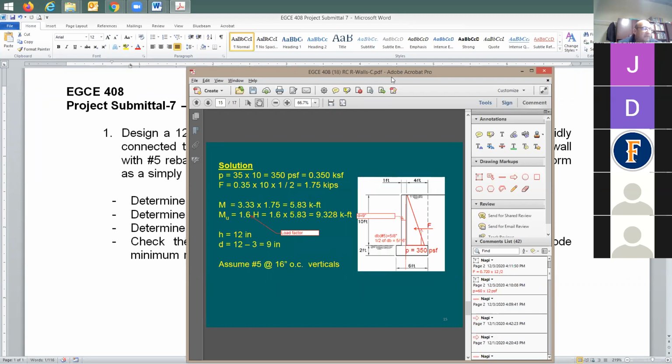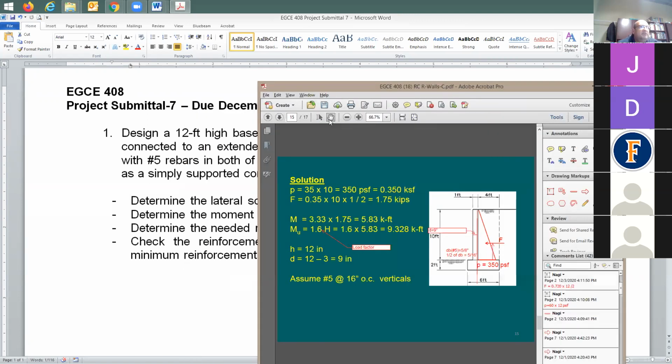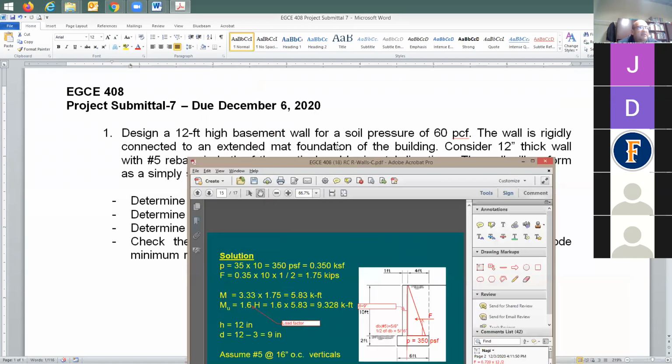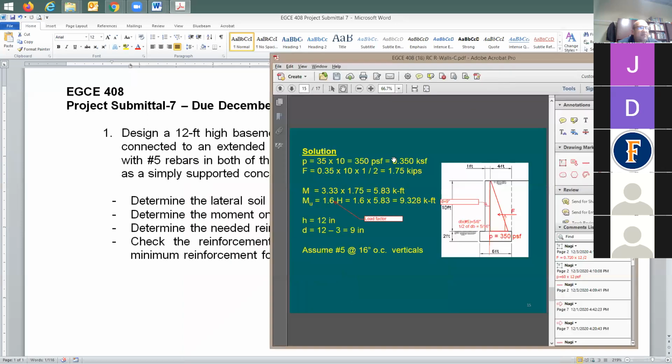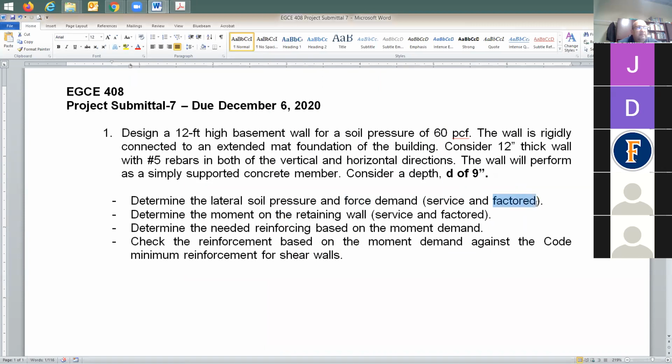So if you don't know the difference between pressure and force, please go to slide 15, slide set 18 on the retaining walls and look at this. This is going to be the pressure and this is going to be the force. Both of these values here are at the service level. Why at the service level? Because I just use the soil pressure given to me. Soil pressure usually is going to be given to you as service. And then you need to multiply each one of them by 1.6 to get to the factored.